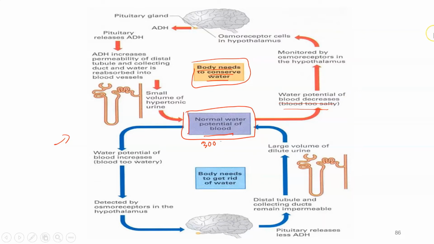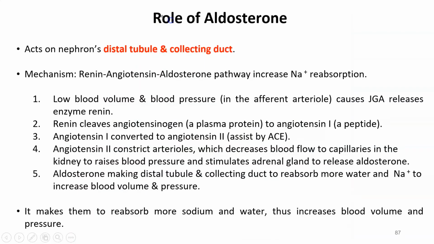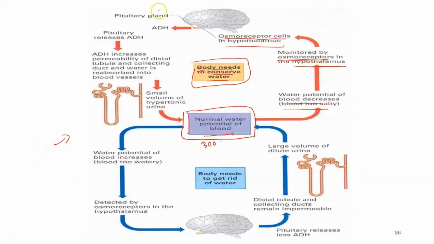Okay, osmolarity of the blood increases. So this is monitored by the osmoreceptor in the hypothalamus. That is the function of the osmoreceptor, to detect changes in the blood osmolarity. And then the osmoreceptor cells in the hypothalamus send information to the pituitary gland, which is the posterior pituitary, to release ADH, to secrete ADH.